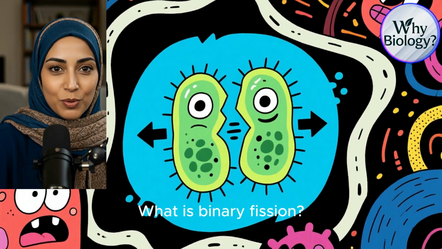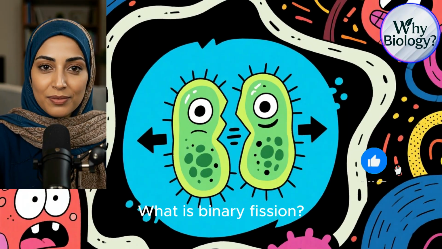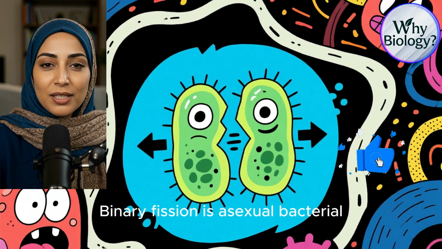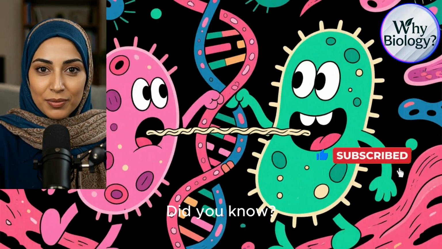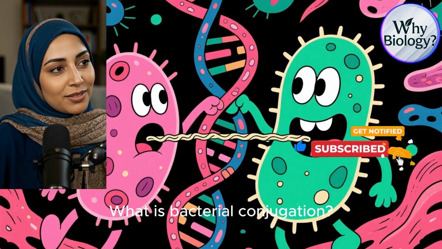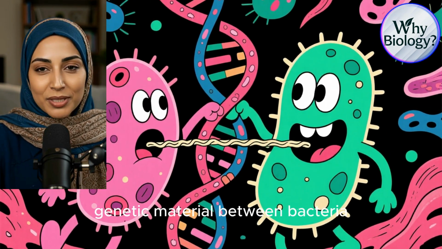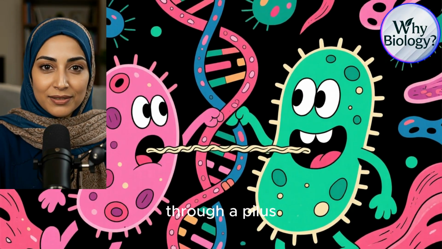Question 510. Did you know? What is binary fission? Binary fission is asexual bacterial reproduction by cell division. Question 511. Did you know? What is bacterial conjugation? Conjugation transfers genetic material between bacteria through a pilus.